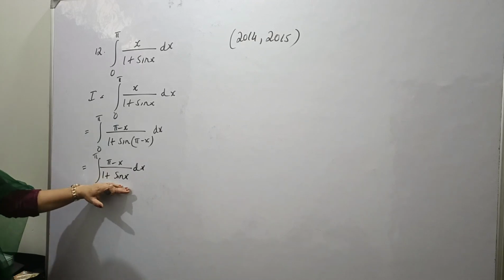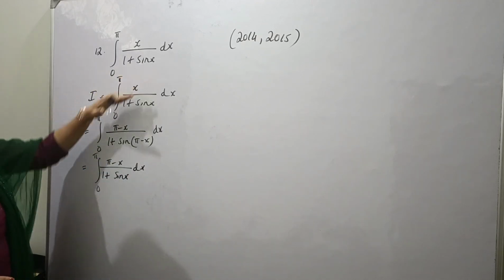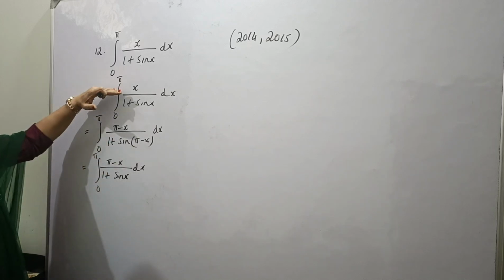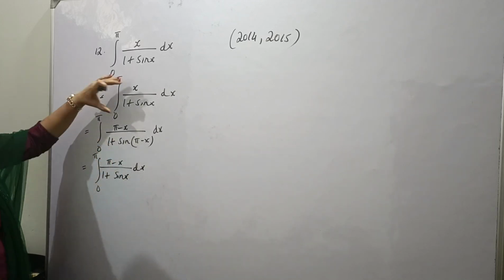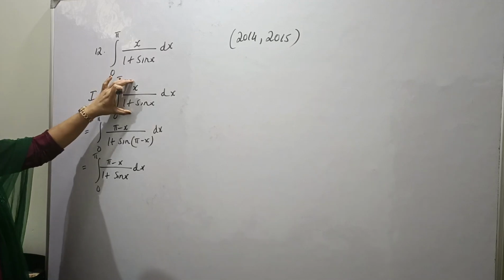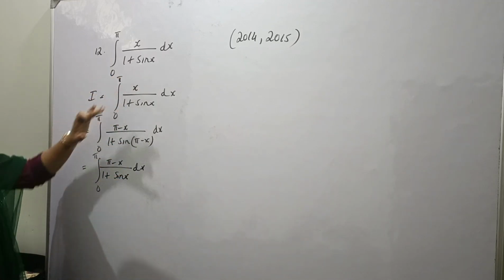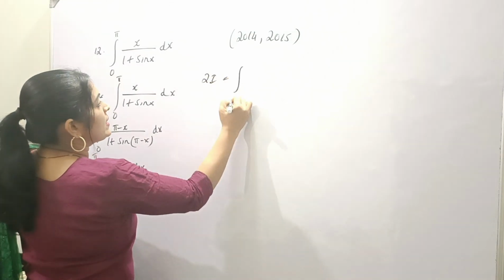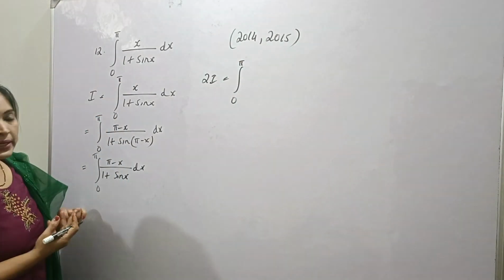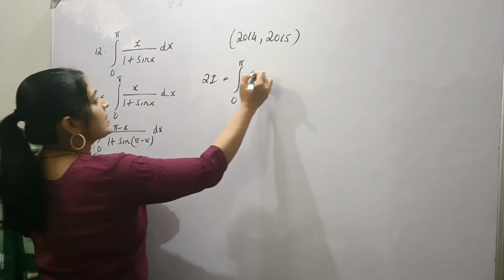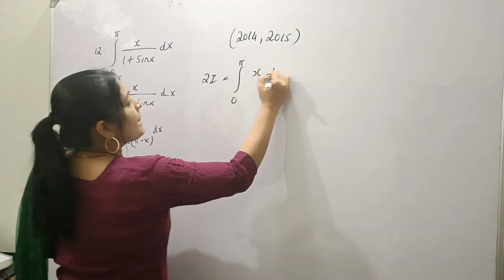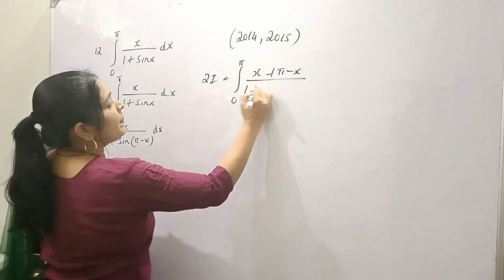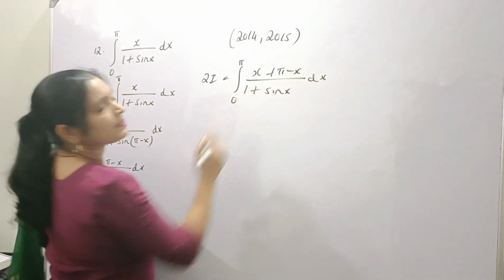So, what is it? It is also I. We will add these two integrals. That is 2I. When we add these two integrals, it will become 2I. So, 2I is equal to integral 0 to pi, limits are same, so we can add it directly, that is x plus pi minus x divided by, denominators are same, 1 plus sin x dx.